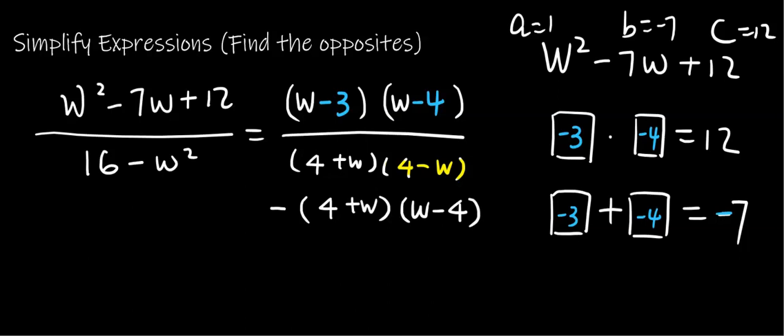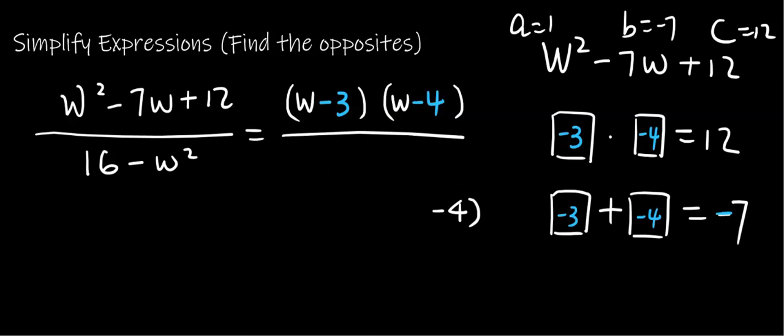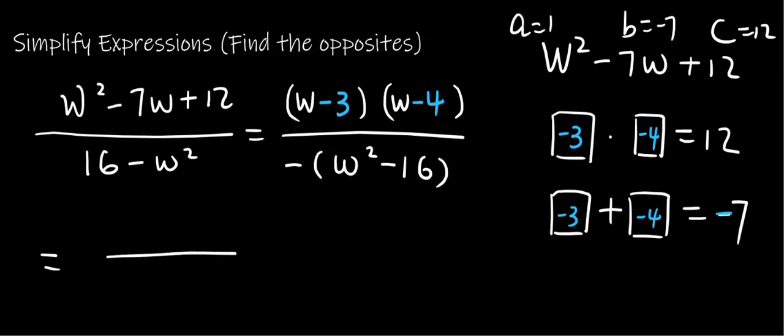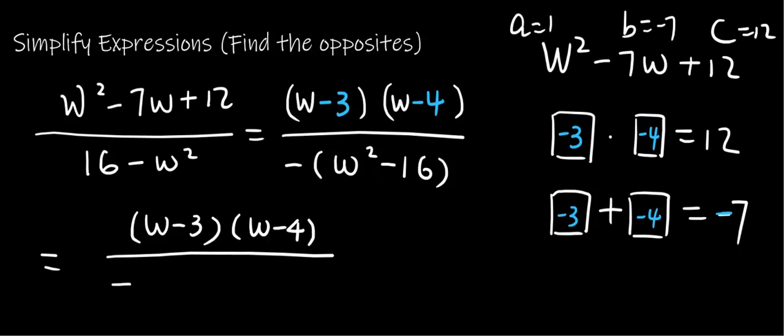Or another way, this is what you can do. You can go back to 16 minus w squared, and you write it as -(w squared minus 16). You can start to do it right here. If you do it right here, then what you're going to have is w minus 3, w minus 4. I'm just going to copy down what we did before. And we have w plus 4 and w minus 4.